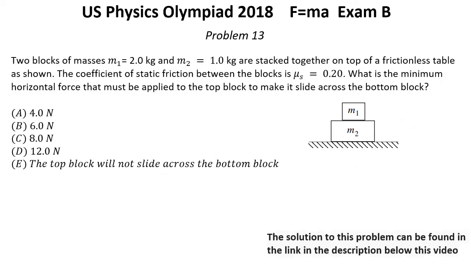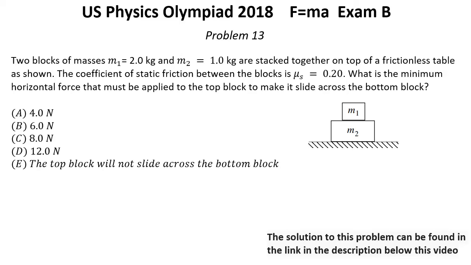Problem number 13. Two blocks of masses M1 2 kilograms and M2 1 kilogram are stacked together on top of a frictionless table as shown. The coefficient of static friction between the blocks is mu s equal 0.2. What is the minimum horizontal force that must be applied to the top block to make it slide across the bottom block? Solution for problem number 13.